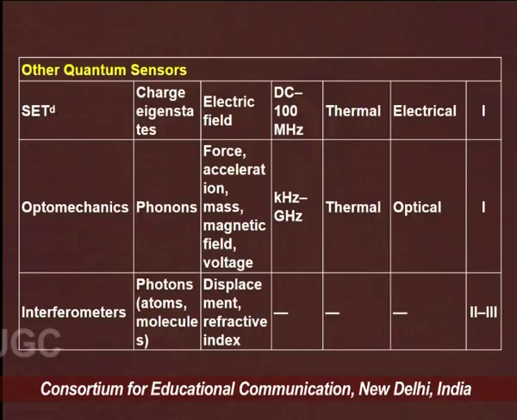Now we discuss the other types of sensors: the SET, that is the single-electron transistor, a basic quantum sensor. Another is optomechanics, and another is the interferometer.